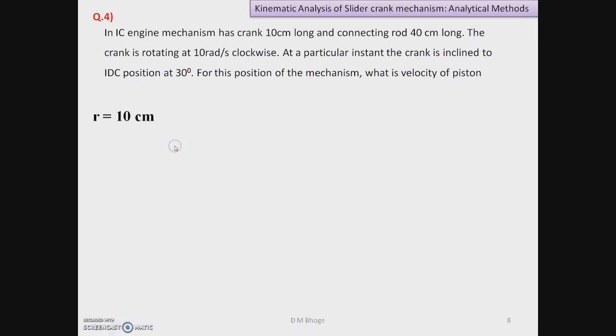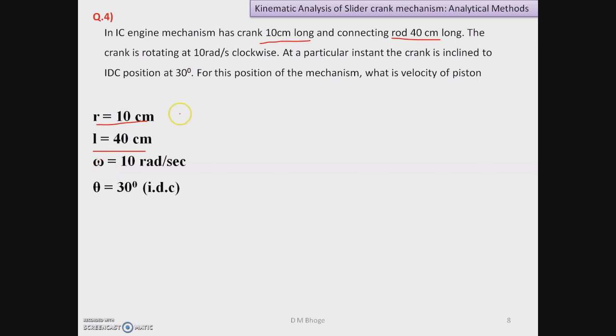Now, crank length, we indicate crank length by R. So crank length is 10 centimeters, so R equals 10 centimeters. Connecting rod is 40 centimeters long, so L equals 40 centimeters. And from the values of L and R, we have to determine the obliquity ratio N, which equals 40 divided by 10, is 4.